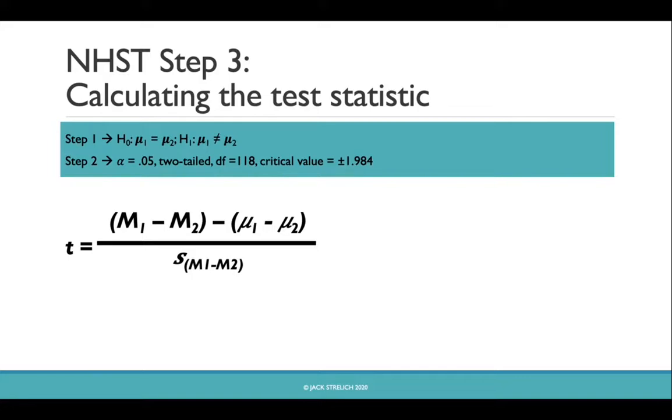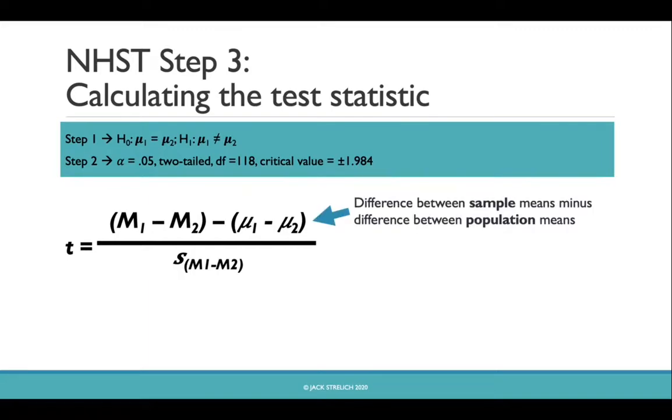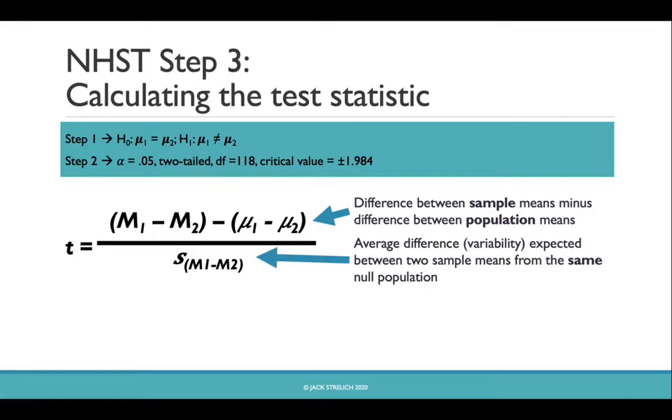Now that we have our critical value, we can calculate the test statistic. So here we see our equation for an independent samples t-test. Let's talk a little bit about the different components of this equation. In the numerator, the top of the fraction, we have the difference between sample means, m1 minus m2, minus the difference between the population means, mu1 minus mu2. In the denominator, the bottom of the fraction, we have the average difference, or variability, expected between two sample means from the same null population. In other words, the standard error.